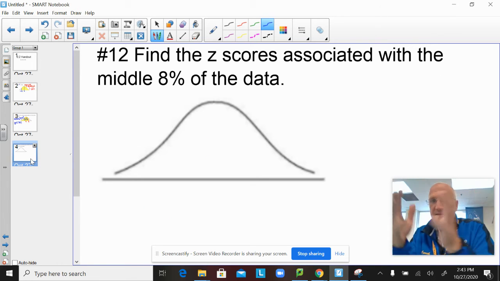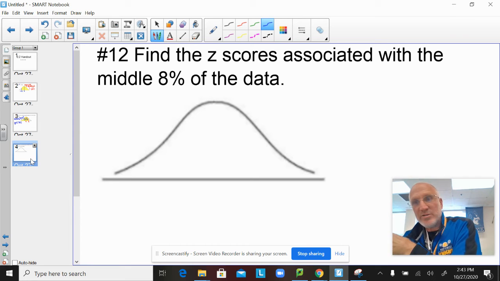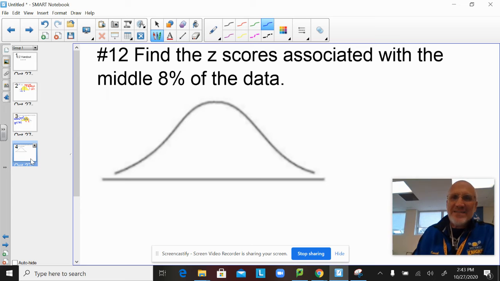All right, and then number 10 asks something a little differently. You have to figure out what it's telling you and how to label what it's telling you and how to use the calculator to answer the question that I asked. Find the z-scores associated with the middle 8% of the data.